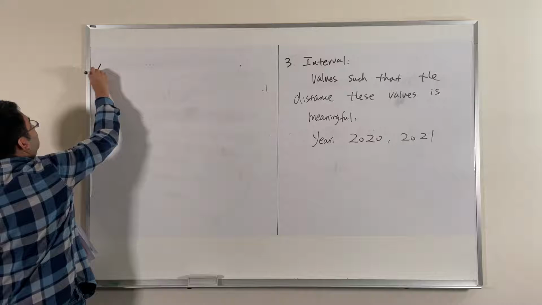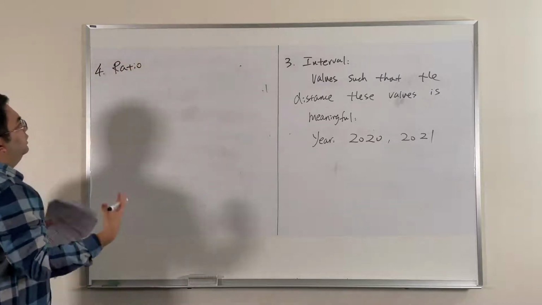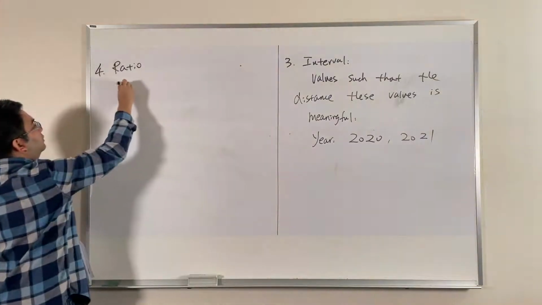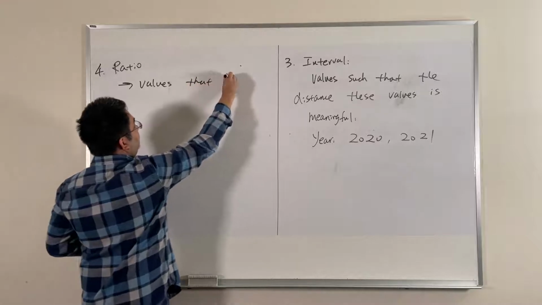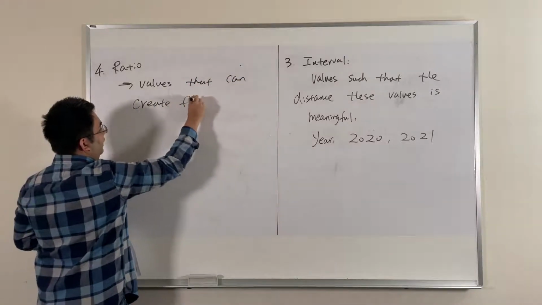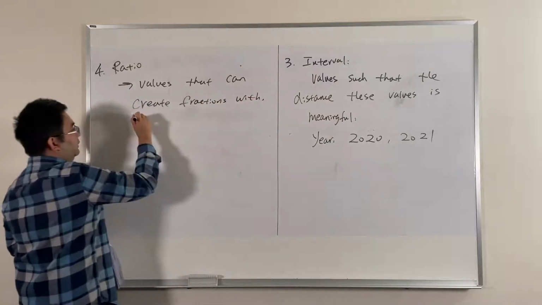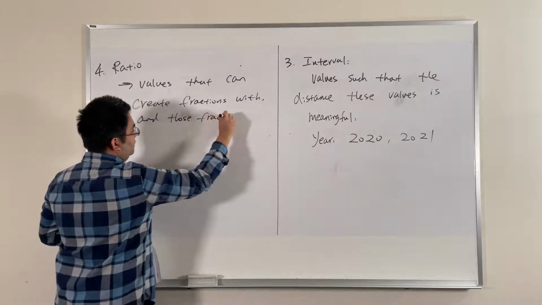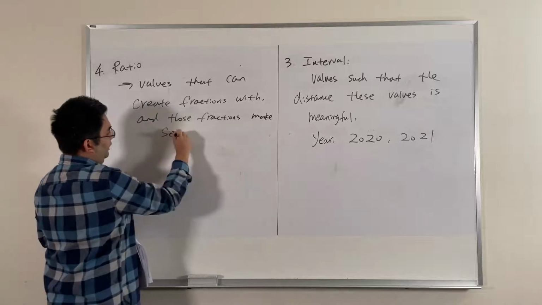Okay, ratio, right? That's level 4. Level 4 ratio values or ratio variables are values that you can create fractions with, and those fractions make sense, or have meaning.